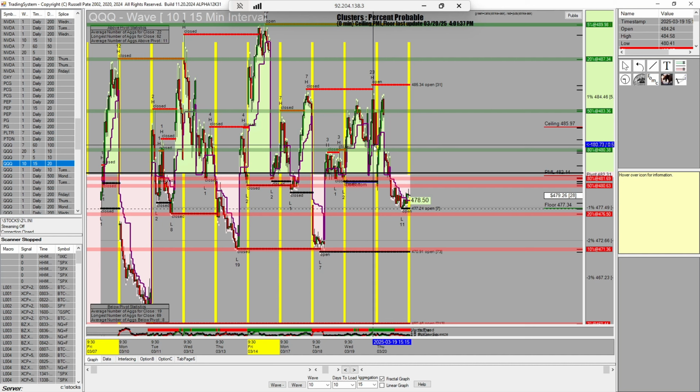Again, you can trade FOMC, you just need the right data. A lot of people don't have that, and that's what we have with the fractals.